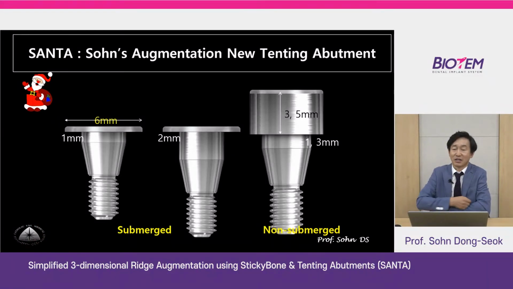Let's skip this slide. This slide shows you the specially designed tenting abutment to hold more bone over the implant platform. This is Santa 1. Santa 1 has a 1 millimeter cuff, and Santa 2 has a 2 millimeter high cuff. This is a 1-stage Santa. You can use this one for immediate implant placement in an extraction socket.